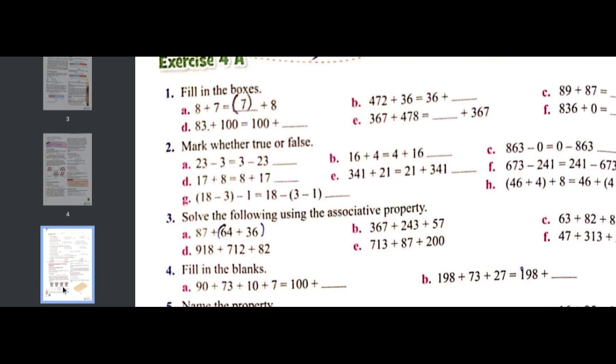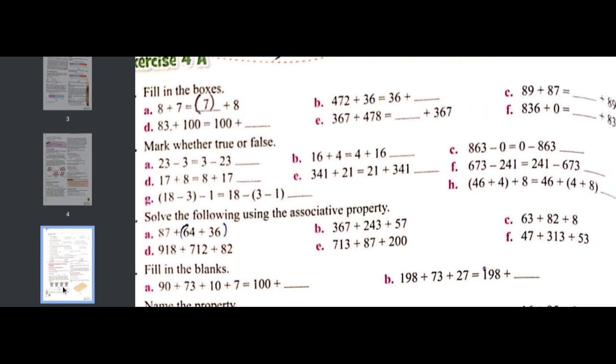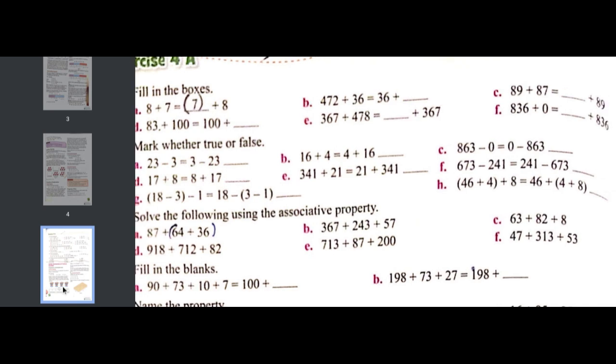Commutative. You have to look, then you have to tell me. Is this closure, commutative or associative? Commutative. Yes, commutative. So 472 plus 36 equals 36 plus 472.